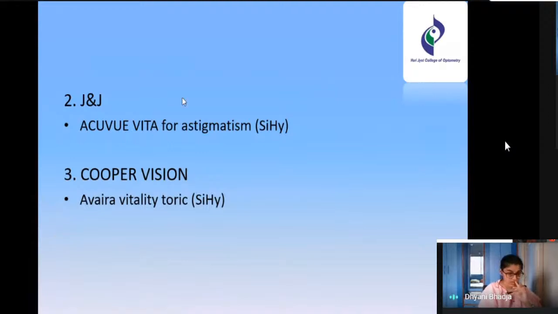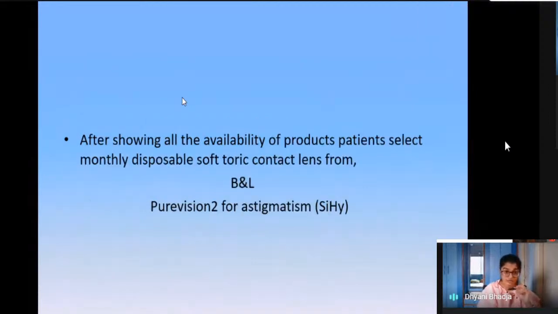Silicone hydrogel lenses will be a better option for this case because they allow more oxygen to pass through the material and keep the cornea hydrated throughout the day compared to hydrogel lenses. So after showing all the available products, our patient selects the monthly disposable soft contact lens, PureVision 2 for Astigmatism, a silicone hydrogel lens.